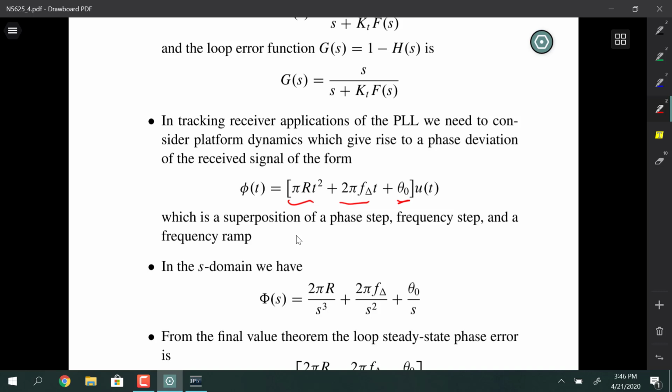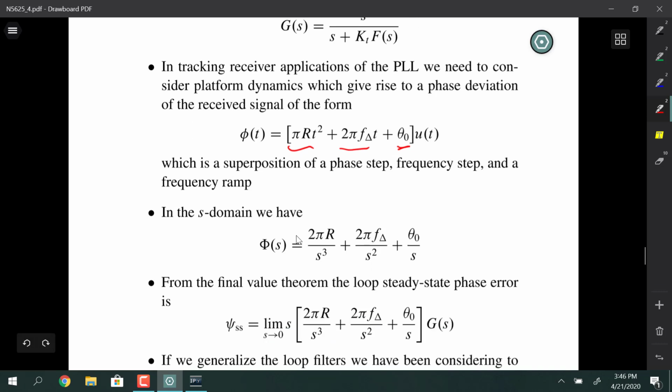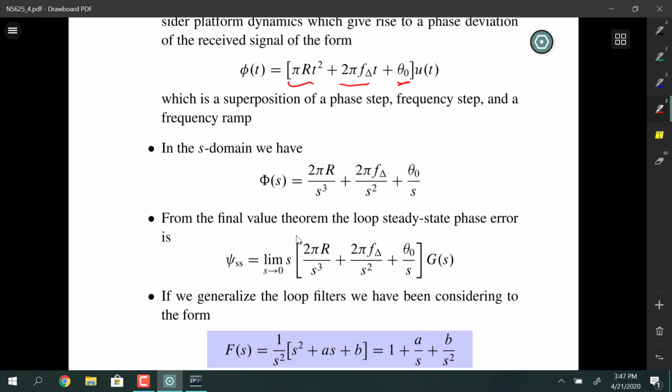You could write it out in terms of the range as a function of time, and once you have the range as a function of time, that will give rise to all these different derivatives. You could take the higher order derivatives of the range and classify them into phase, frequency, frequency ramp, and higher. If we take these three generic types, the phase step, frequency step, and frequency ramp, we can take that to the S domain, and from the Laplace transform tables, this is what we'd have in the S domain for those three types of phase inputs.